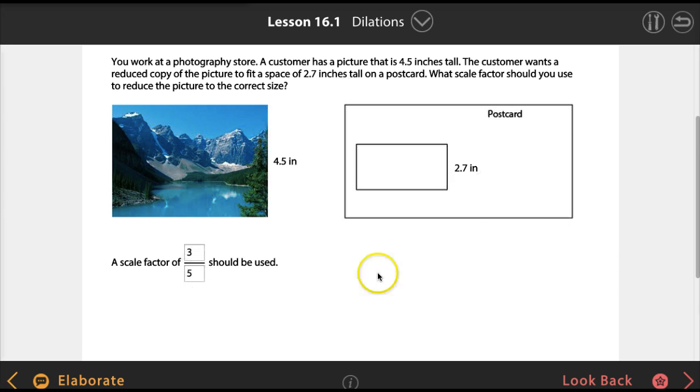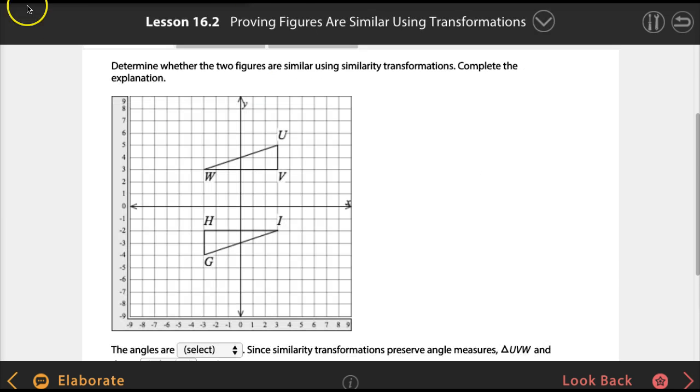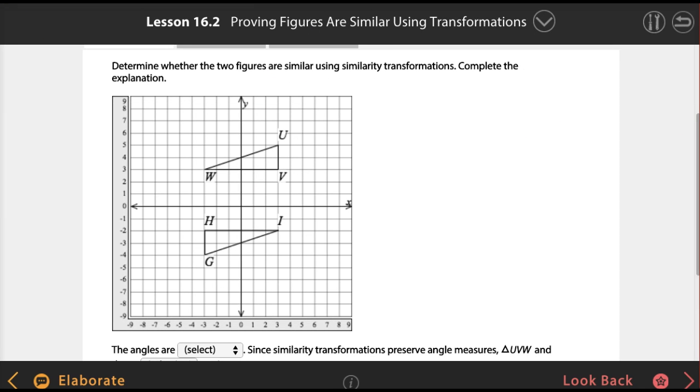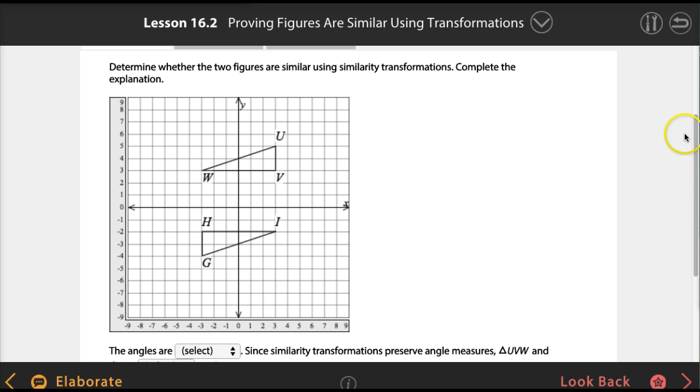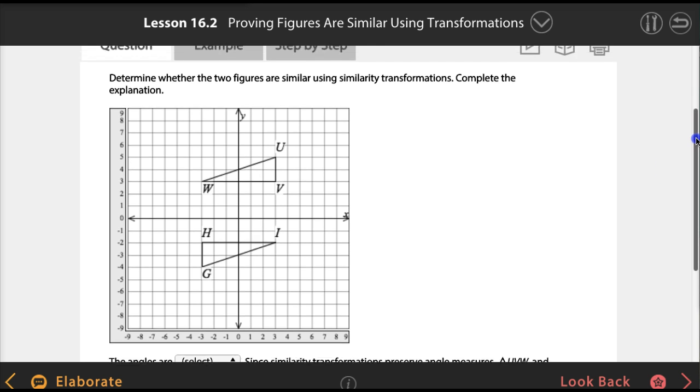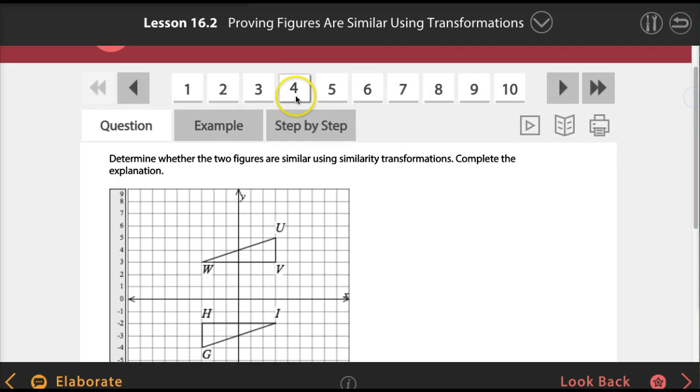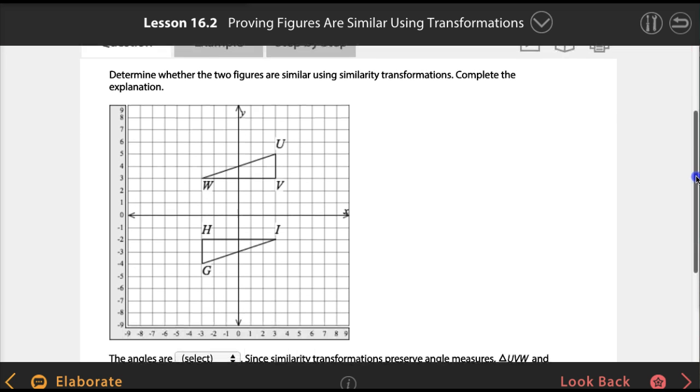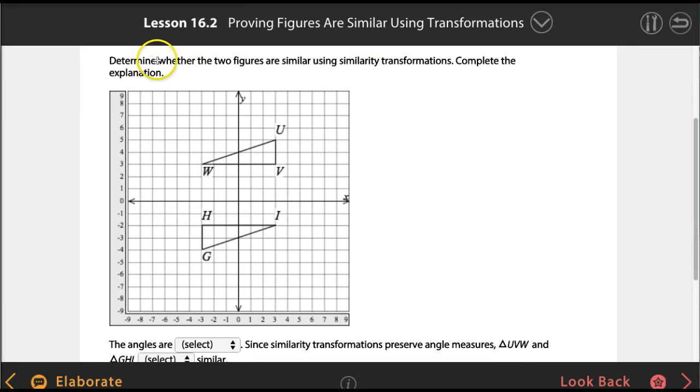Now let's move on to 16.2. So now we're at 16.2, question number 4, okay? So this is question number 4. As you can see right here, this is question number 4 in your evaluate section. And it says determine whether the two figures are similar using similarity transformations. Complete the explanation. Okay, so let's see. You don't really have to complete the explanation. You gotta explain it anyway. So determine whether two figures are similar.